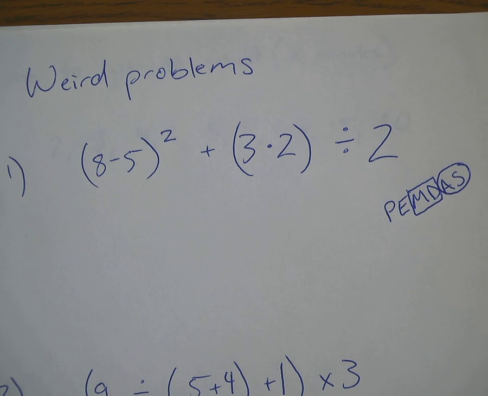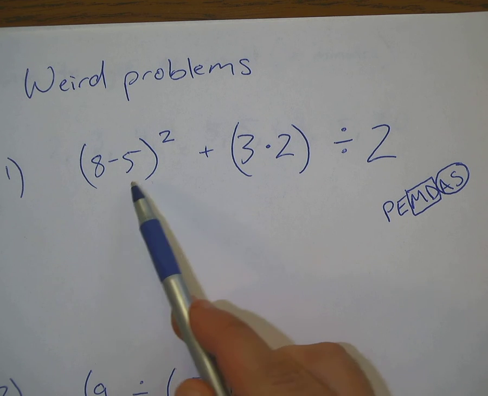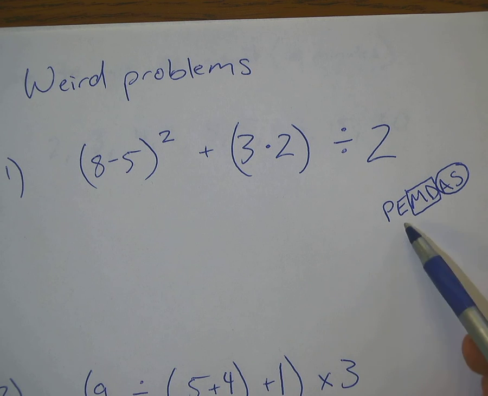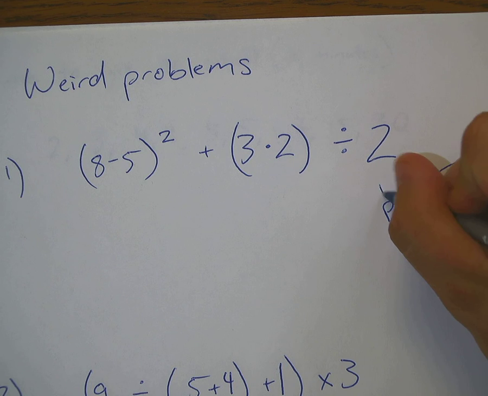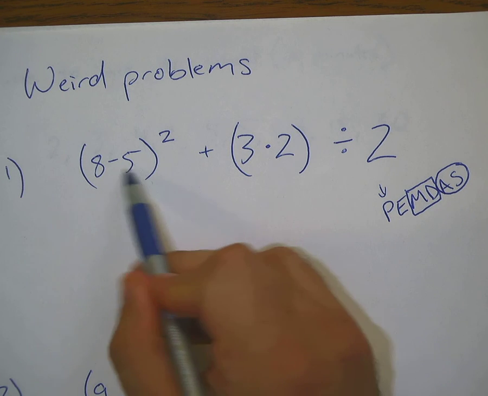Now the reason that I call this a weird problem is because we actually have two different sets of parentheses. I have parentheses here and I have parentheses here. Well, how do I know which one I have to work first? Well, actually, we're going to work them both at the same time. They both are parentheses, so we need to get rid of all of the operations inside both of the parentheses first. So let's take a look at this first parentheses here.